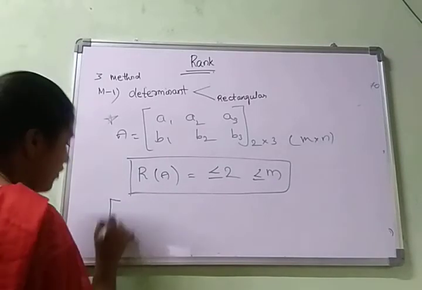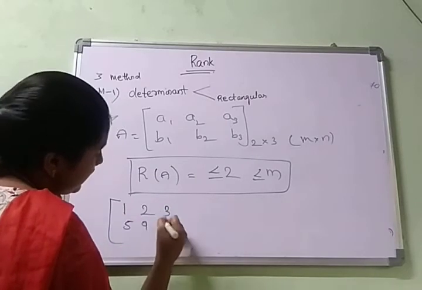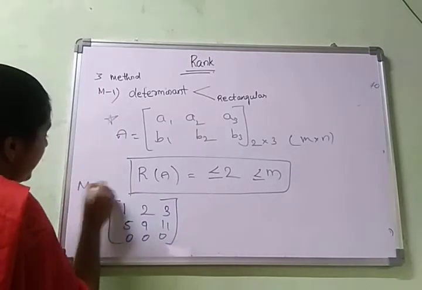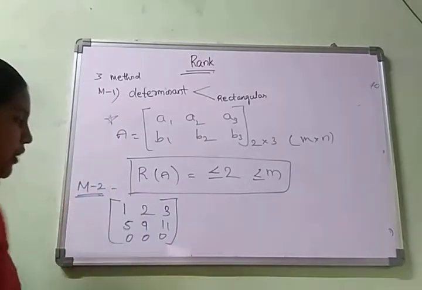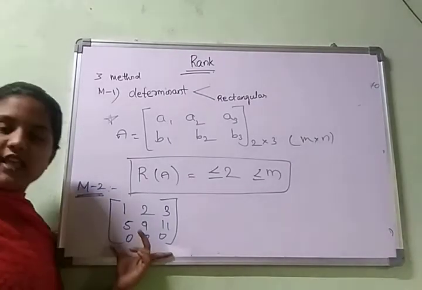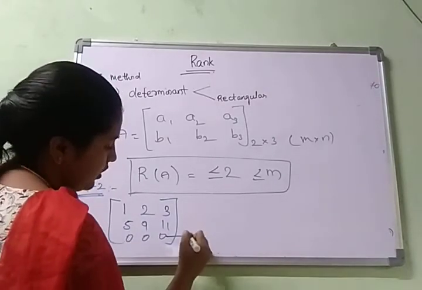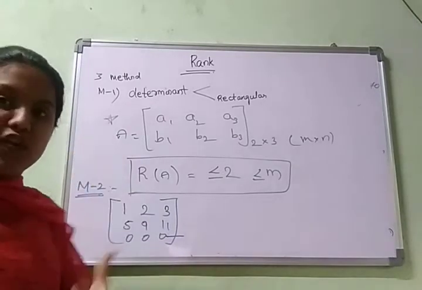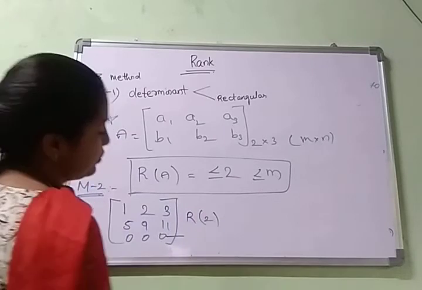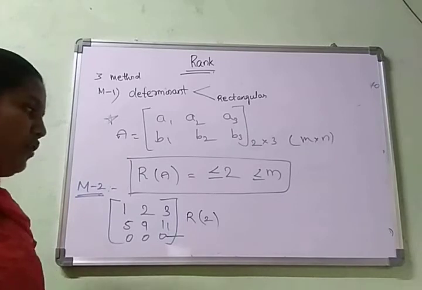Suppose you have 1, 2, 3, 5, 9, 11 and 0, 0, 0. Here I am saying method 2. In this case, the total one row is all zeros. What I said is non-zero independent rows. Here these two rows are non-zero independent, therefore the rank will be 2. Okay? This is the non-zero independent rows.